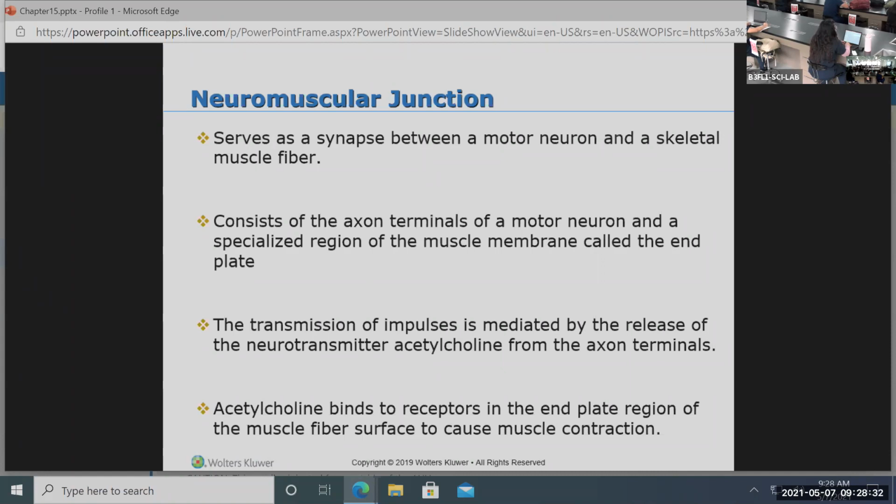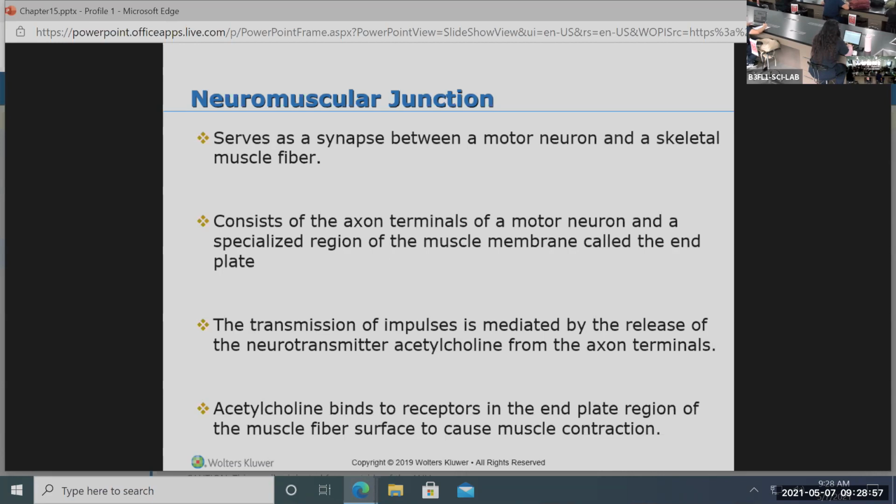What is the importance of the motor end plate? Anybody? Why are we dealing with the motor end plate? Why are we giving this special name? Anybody? I need something in the morning, not a coffee. Why do they have a special name?